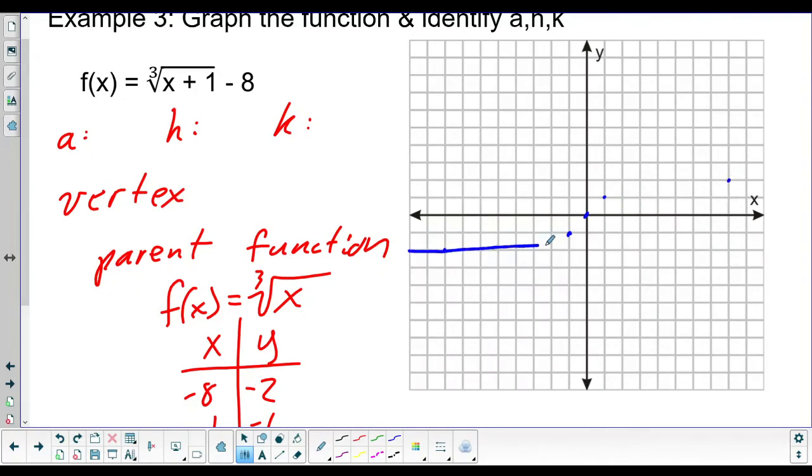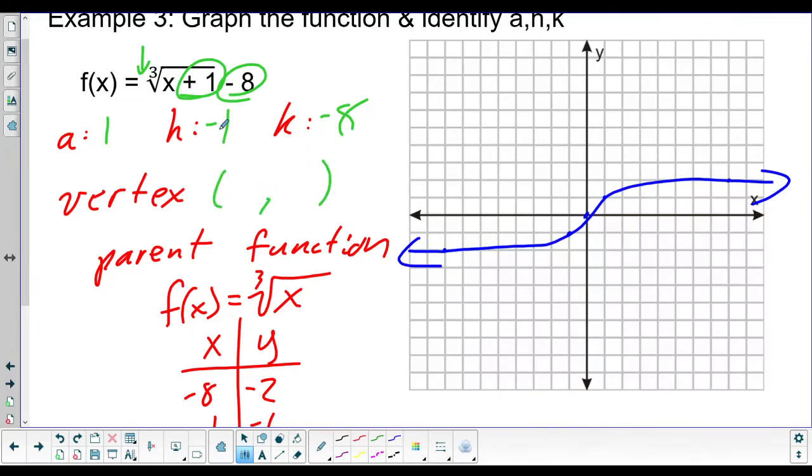And here is our cube root function. Okay. Now let's find A, H, and K. Let's do green. So A, we still don't have anything there, so it's going to be a 1. H is this number, but change the sign. And K is this number, keep the sign. And our vertex is still at (h, k). So (-1, -8). So we're going to go left 1, down 8. There's our new vertex. The vertex is that point right there.